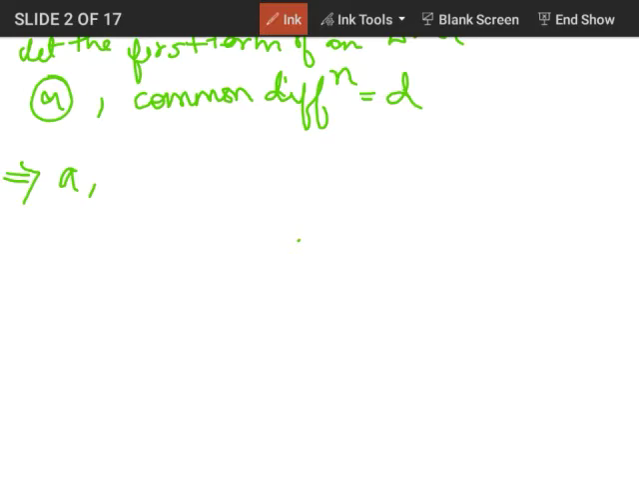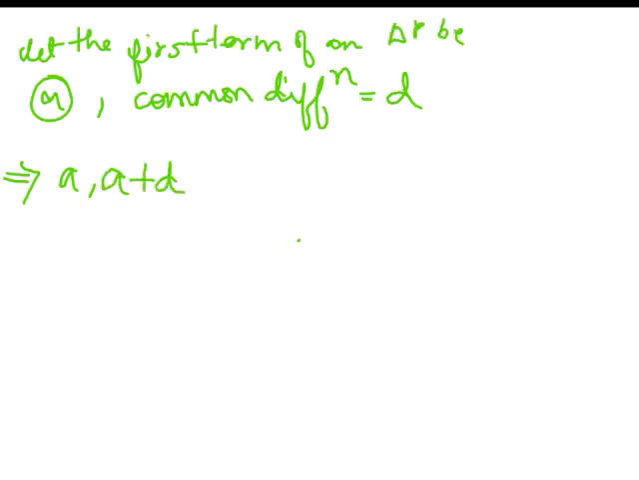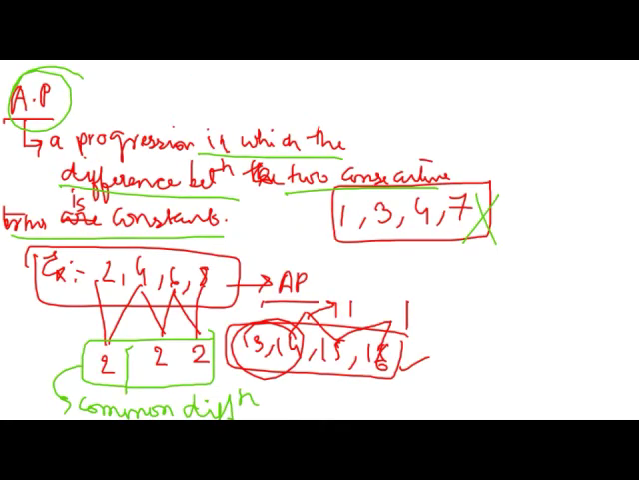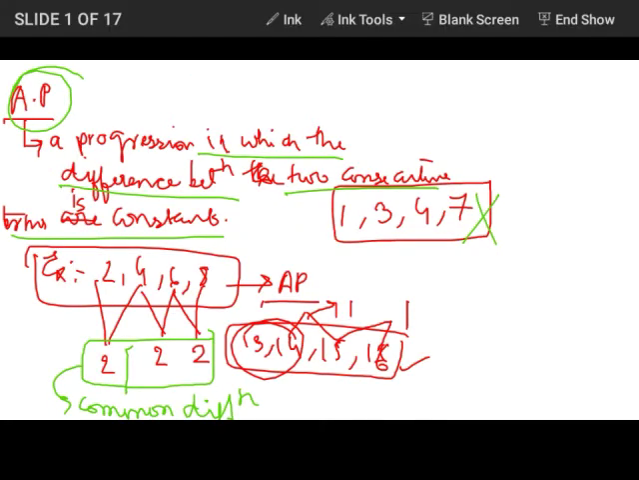Now, if the first term is a, then you tell me what will be the next term. The next term will be a plus d, right? See in the example, let's take this example. It was 13 and our common difference was 1. So if 13 is the first term and our common difference is 1, what would be the next term? We have to add the common difference to the first term, so we will get the second term, right? So if we add 1 to 13, we will get 14.